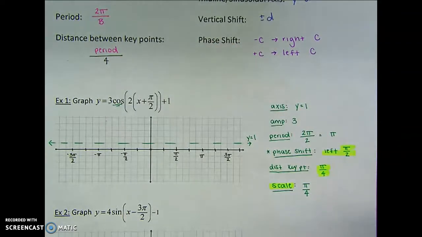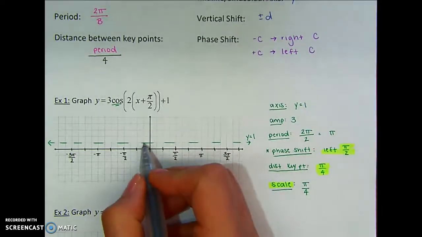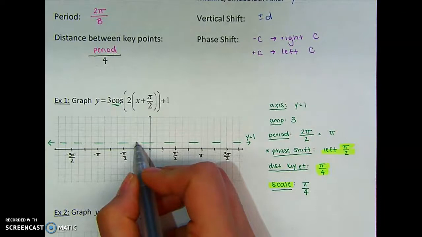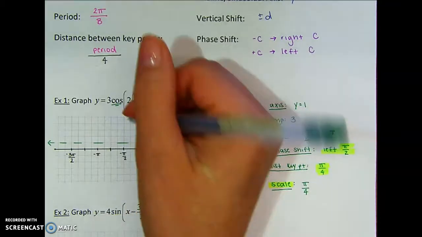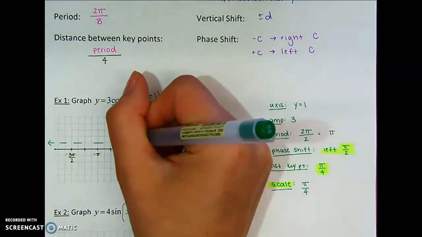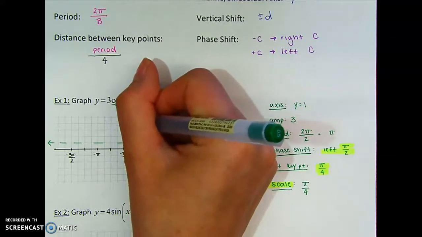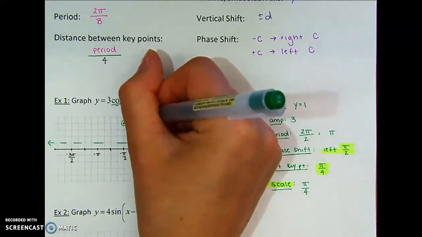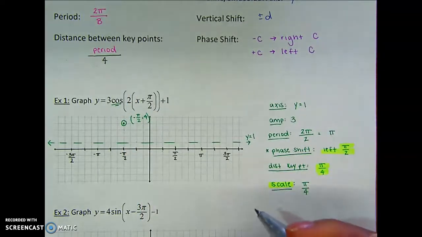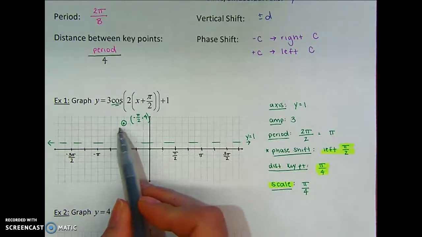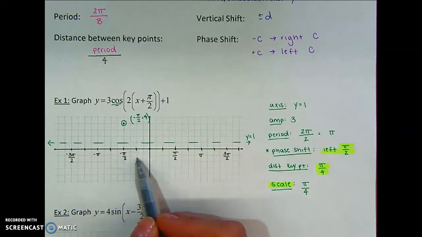Remember, cosine starts at the max, and we're going left pi over 2. So this is 1/4. This is 2/4 or pi over 2 to the left. And we start at the max, so I'm going to go up an amplitude amount. So we're going to go up 1, 2, 3 above. So that means that the starting point here is negative pi over 2, comma 4. Okay. So that is the max. Our min is going to be below the axis by 3.